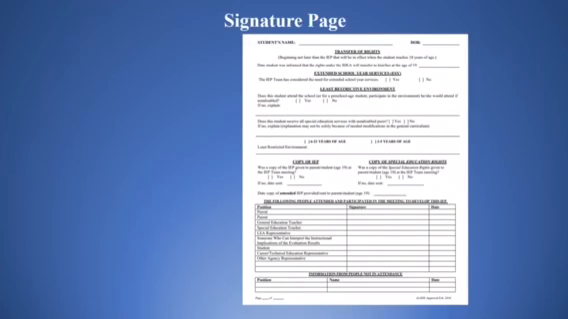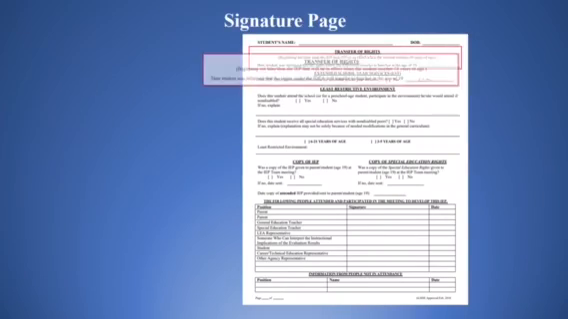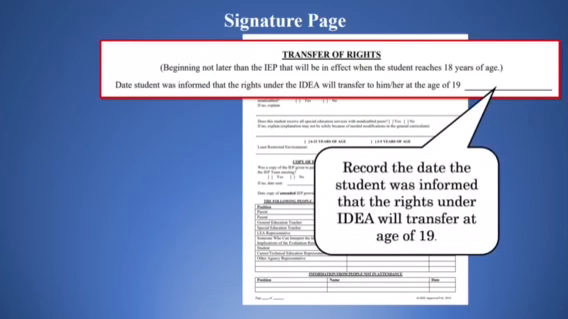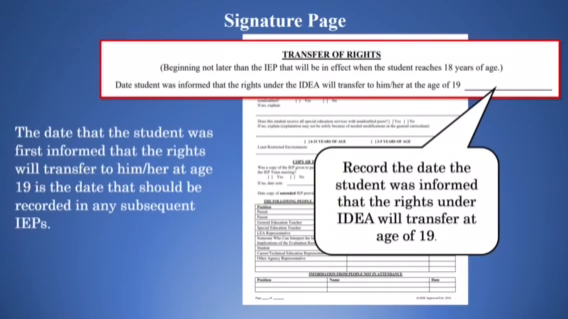When we get to the signature page, the transfer of rights must be done beginning at the IEP that will be in effect when the student reaches the age of 18. You must put the date the student was informed that the rights under IDEA will transfer to him or her at the age of 19. Additionally, you want to record this date and then use this date in any subsequent IEPs that will occur after this.